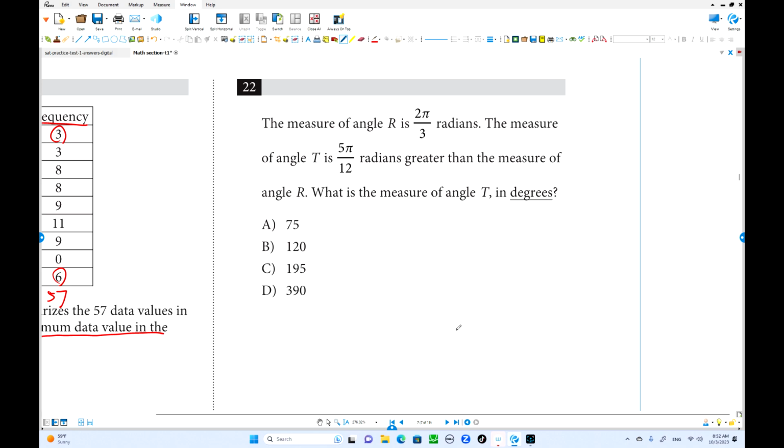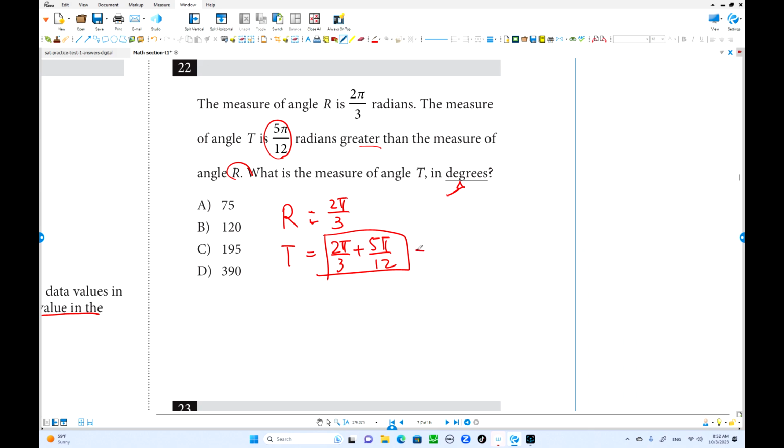Alright, number 22. The measure of angle r equals 2 pi over 3. The measure of angle t equals 5 pi over 12, greater than this one, okay? So 2 pi over 3 plus 5 pi over 12. We're going to find this in degrees, not radians, okay? So maybe you can simplify this. This is 8 pi over 12 plus 5 pi over 12. That equals what? 13 pi over 12.